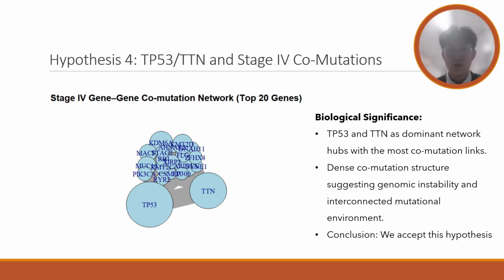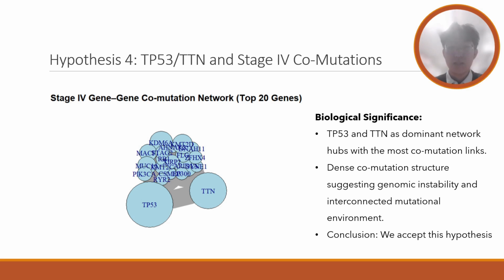For hypothesis 4, we hypothesized that TP53 and TTN contribute to stage 4 bladder cancer because they co-mutate with each other. To test this, we built a stage 4 specific co-mutation matrix and visualized the top 20 mutated genes as a weighted network, where node size shows mutation frequency and edge thickness shows co-mutation strength.